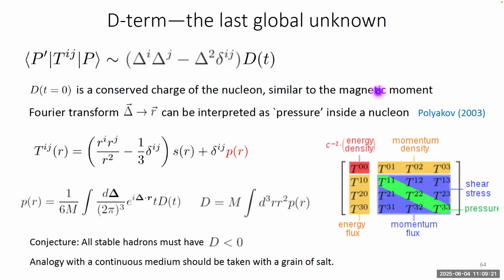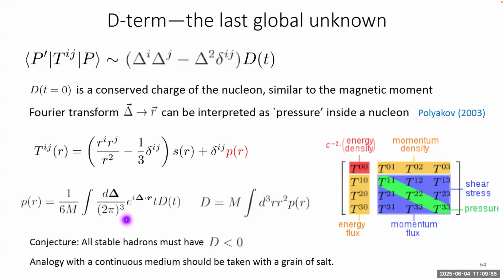Now, the nice thing is that once you do the Fourier transform of this D with respect to t, the momentum transfer, to go to the coordinate space, then there is a nice physical interpretation as the quote-unquote pressure distribution inside the nucleons, first advocated by Maxim Polyakov. And the reason is that usually, if you consider some continuous medium, the spatial component of the energy momentum tensor is related to the pressure distribution of the medium. You can make a connection.